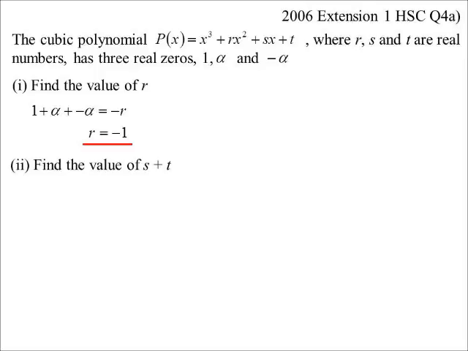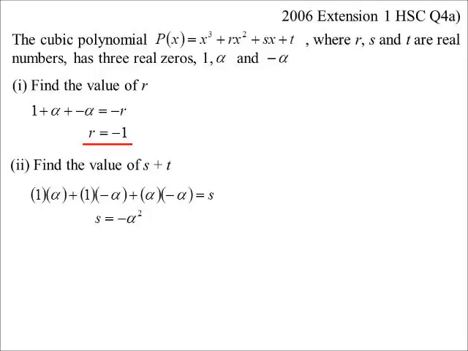Next part of the question, find the value of s plus t. Well, t is involved in the one that would be 3 at a time. S is involved in the one that would be 2 at a time. So I guess we'll find both of them. When I do them 2 at a time, I got 1 times alpha, 1 times minus alpha. They'll cancel. Then the other one will become alpha times minus alpha. So I know s is minus alpha squared.